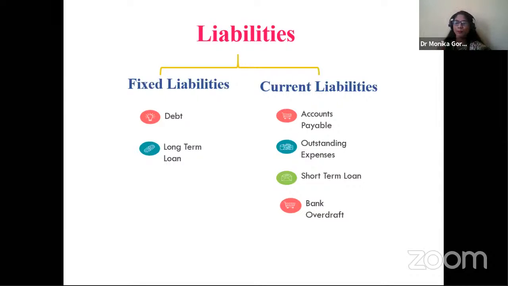Current liabilities are the liabilities which you have to pay within a year, like accounts payable, outstanding expenses, short-term loans, bank overdraft, and the suppliers who have delivered material to you on credit basis, where within a year you have to complete that obligation. That liability is called your current liability. This is just a basic thing. We are going to see the annual reports of the company as well, and how these are distributed.